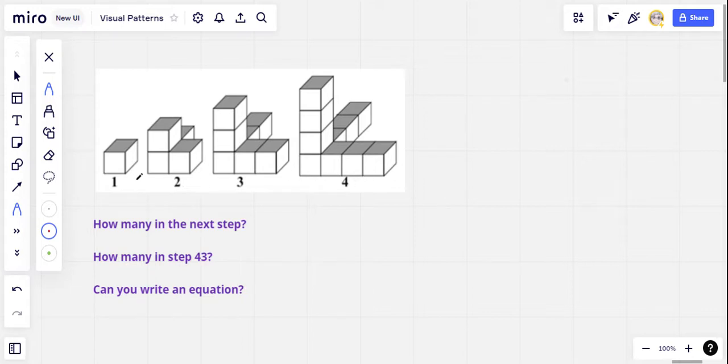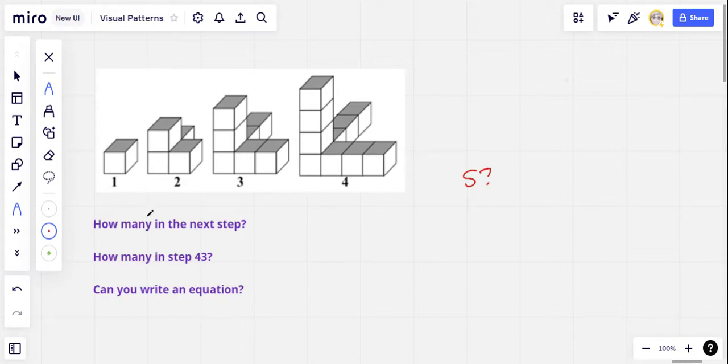So here is our pattern. Here's step one of the pattern. Here's step two, step three. They've even given us a fourth step. And the challenge for you is to figure out how many of these blocks are going to be in step number 5. And then if you can, how many in step 43? That's a little more difficult. And can you write an equation that you could use to predict the number of blocks in any step at all? So that's the challenge. If you'd like to accept that, pause the video, give it a try.